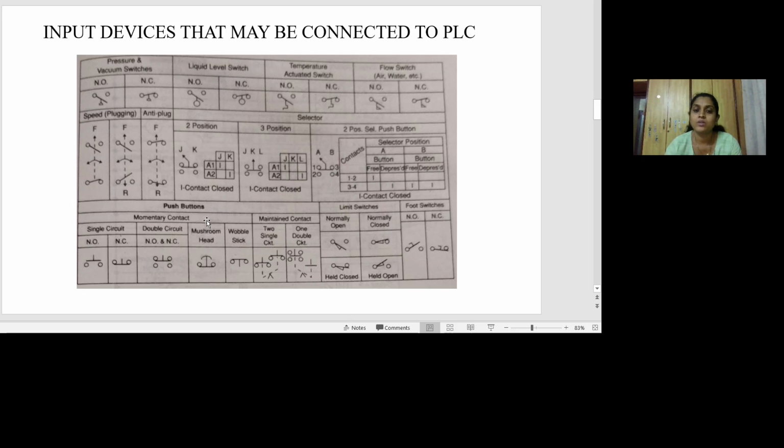And you should note that there is a difference between a switch and a contact. The switch is the external device which is connected to the PLC module, whereas the switches are represented in the ladder diagram as contacts. So a switch is different and a contact is different. A switch is represented as a contact in the ladder diagram.